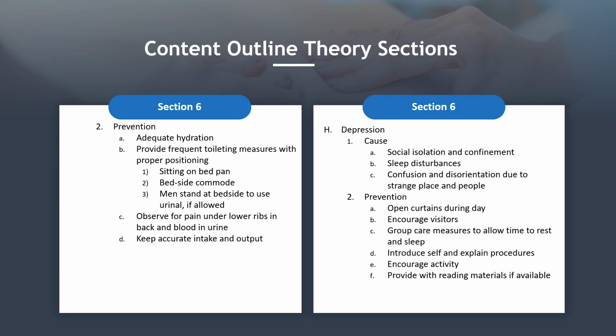Depression. Cause: social isolation and confinement, sleep disturbances, confusion and disorientation due to strange place and people. Prevention. Open curtains during the day. Encourage visitors. Group care measures to allow time to rest and sleep. Introduce self and explain procedures. Encourage activity. Provide with reading materials if available.